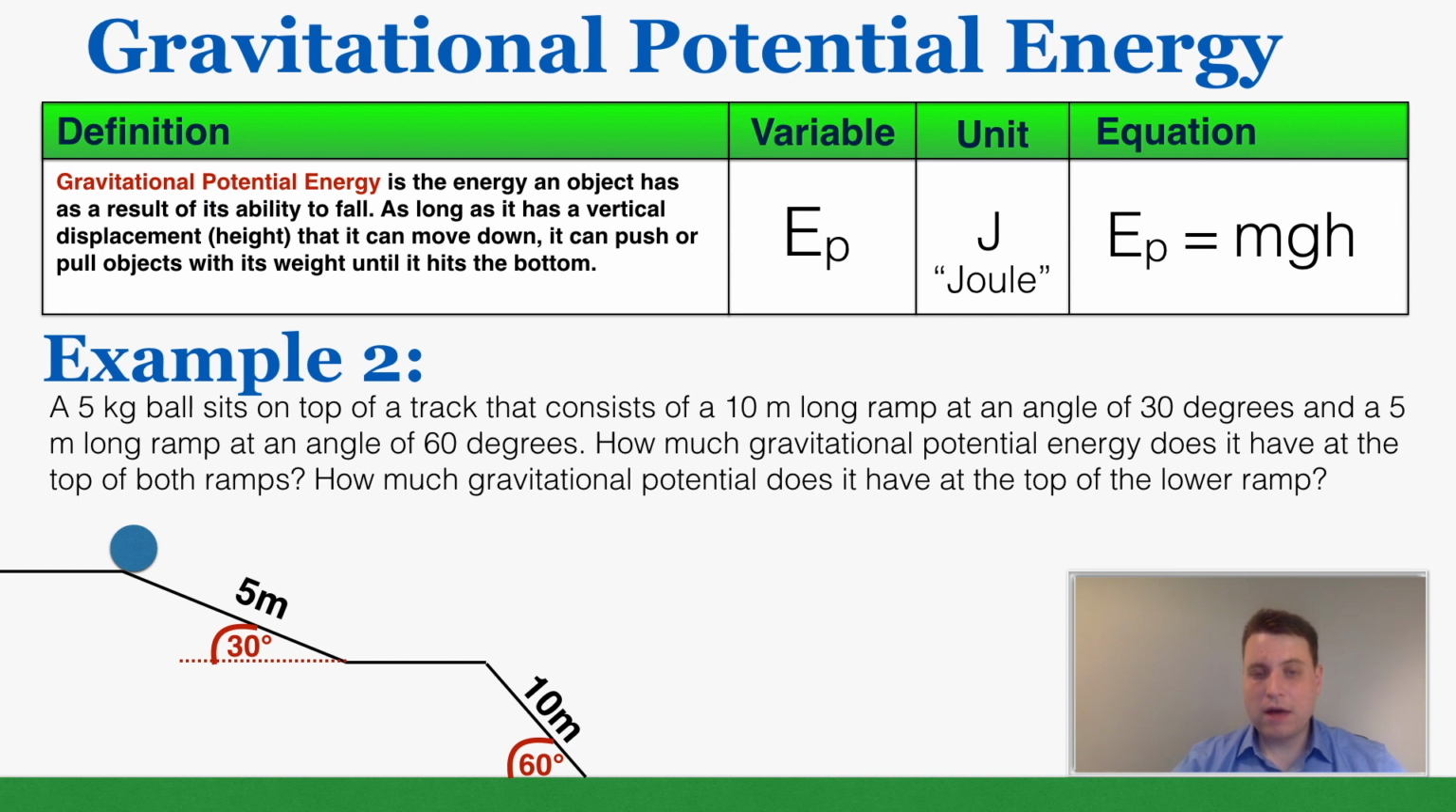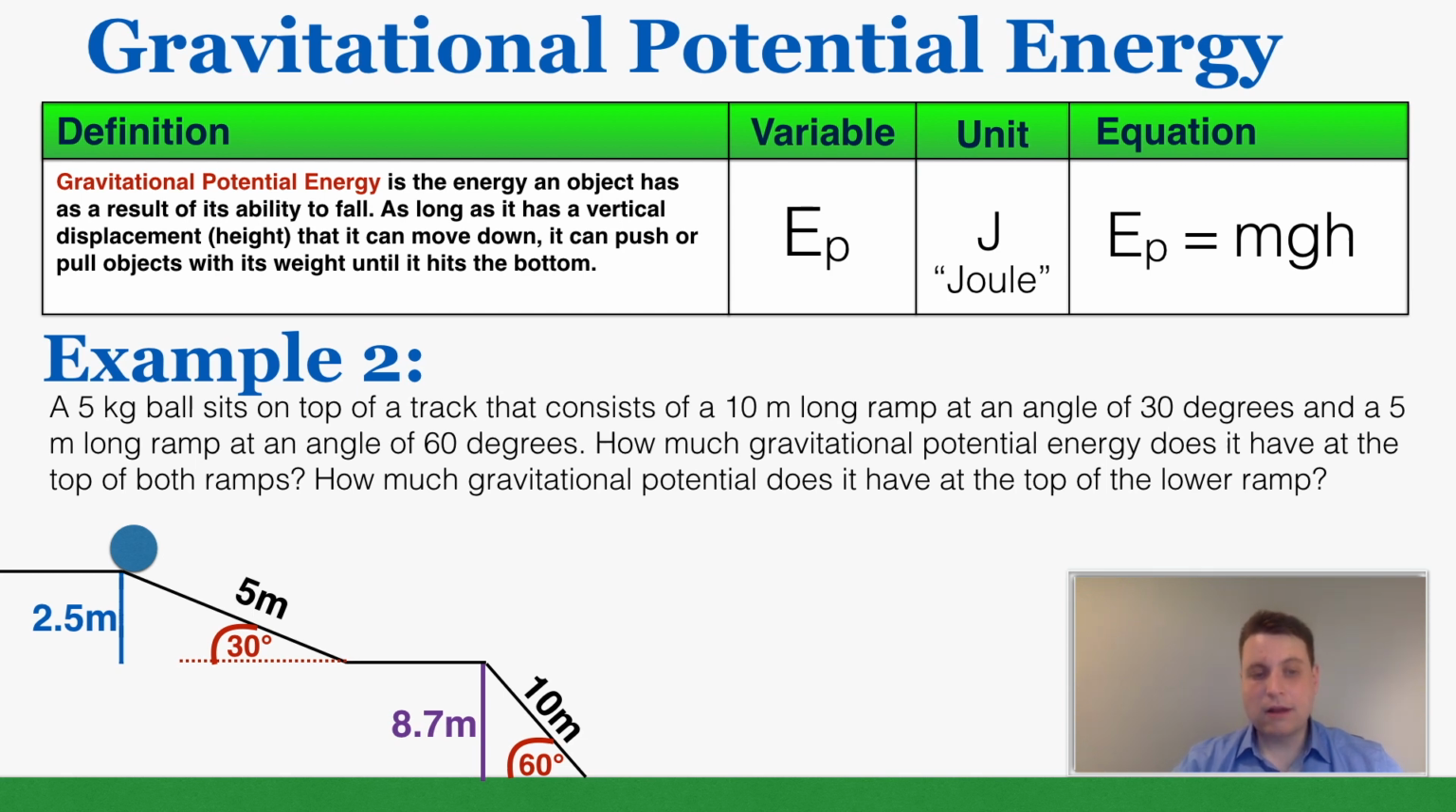So I'm going to figure out how high up in the air it is, because gravitational potential energy only depends on the vertical height. It does not depend on any kind of diagonal height that you have on a ramp. That's a really common misconception. It only depends on the vertical height. Using trig, I can see that the vertical height of that first ramp is 8.7 meters, and the height of the second ramp is 2.5 meters, just 10 times sine of 30 and 5 times sine of 30.